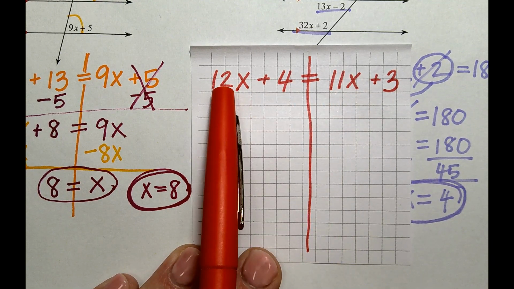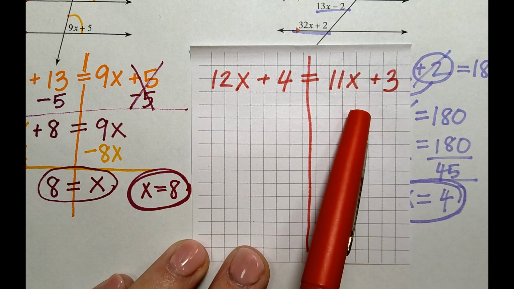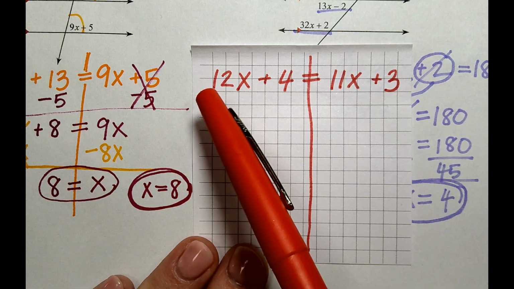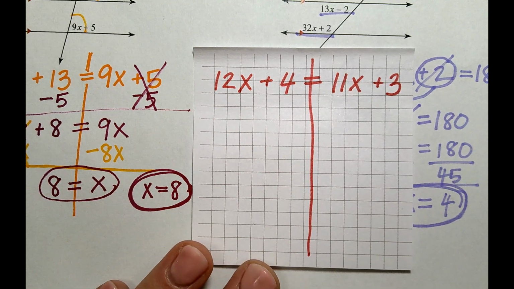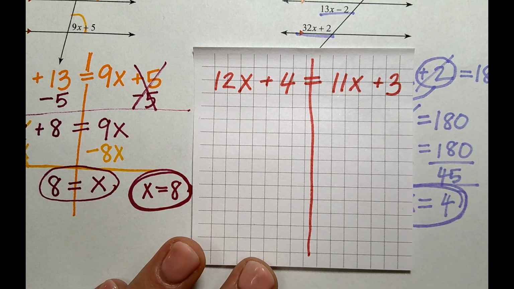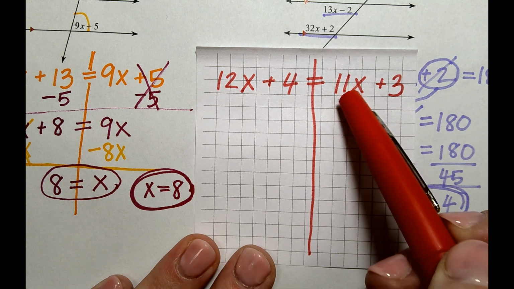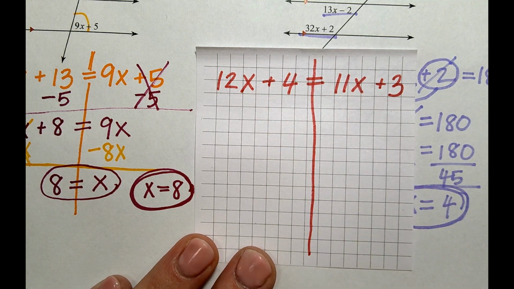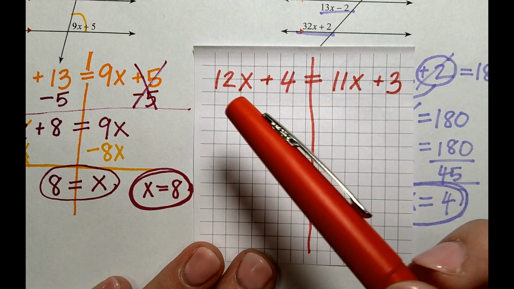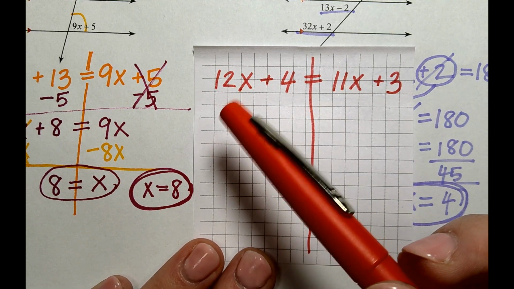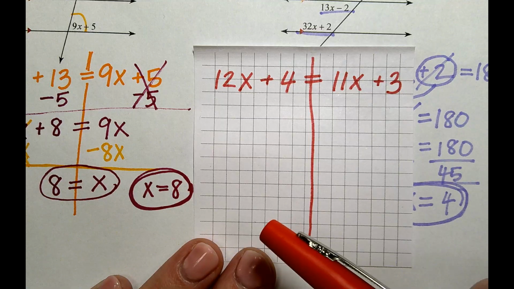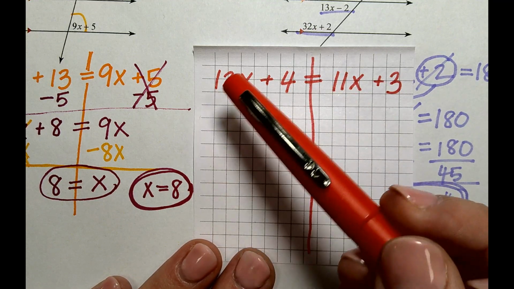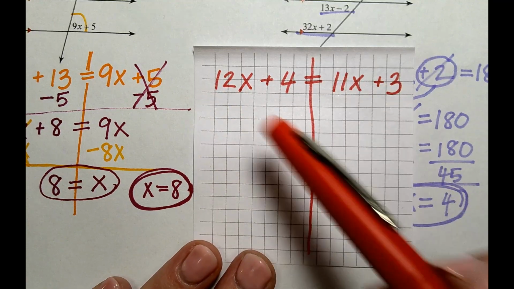I have 12x on one side. I have 11x on the other side. So I have 2 options. What is one of the options? What could I do? I could subtract 11x from both sides. I could also do the same thing we did on the other one, but with 12x. I could subtract 12x from both sides.